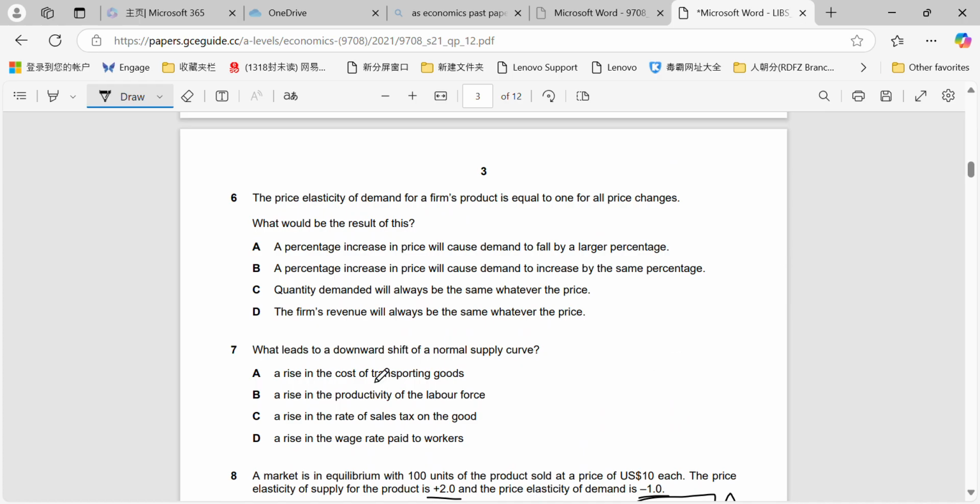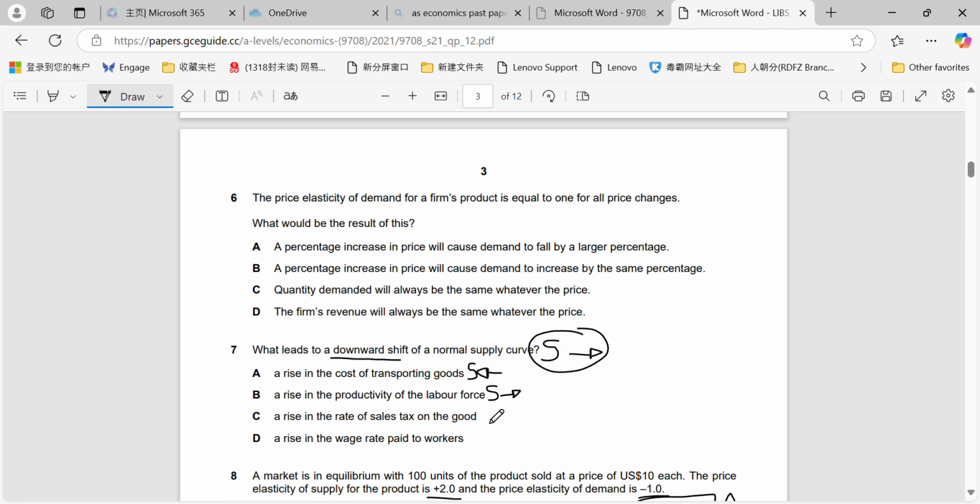Okay, question 7. What will lead to a downward shift in the normal supply curve? A downward shift is a shift to the right, remember? So we'll be looking for example, a decrease in cost of production. A rise in the cost of transporting goods is a rise in the cost of production. Supply would shift left. We would call that an upward shift. Rise in productivity of labour force, that would be correct. That would allow us to make more.